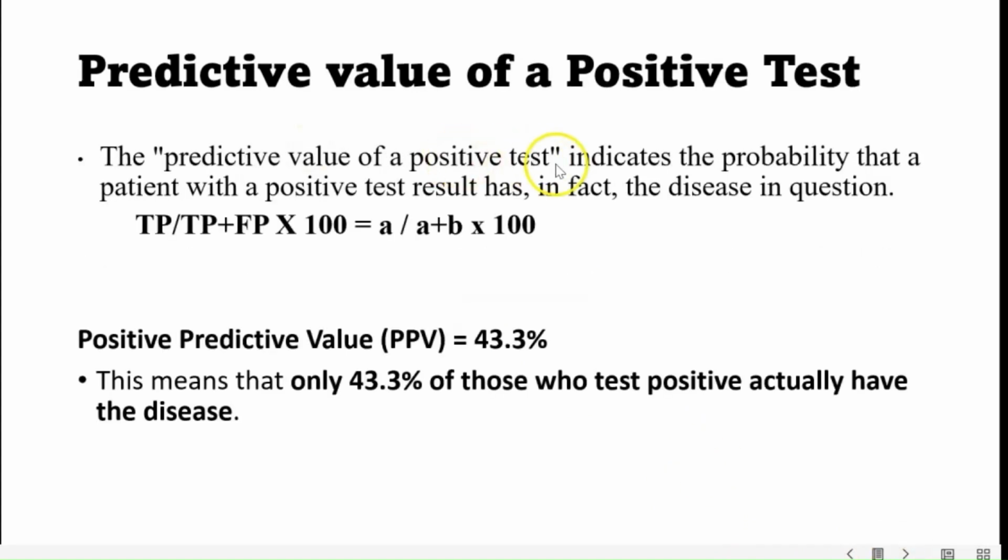The value of a positive test indicates the probability that a patient with a positive result has in fact the disease in question. For example, if the positive predictive value is 43.3%, it means only 43% of those who have tested positive by the test actually have the disease.